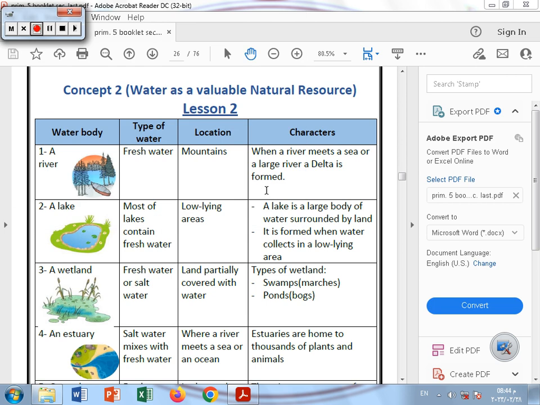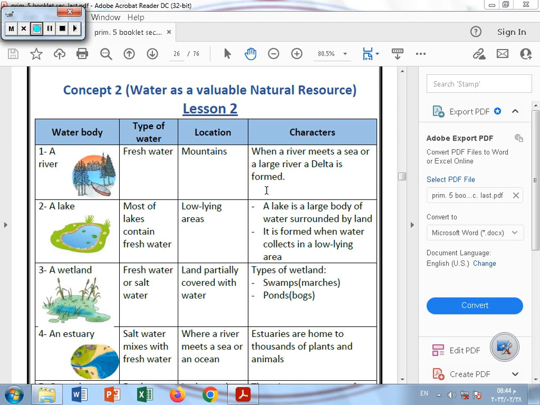Hello Primary 5. Let's move to lesson 2 in concept 2, water as a valuable natural resource, and let's start our lesson. Today in our lesson we are going to talk about different water bodies and compare between the type of water in these water bodies, the location and some characters of these water bodies. Firstly, let's start with a river.